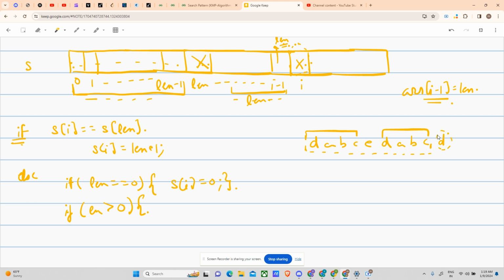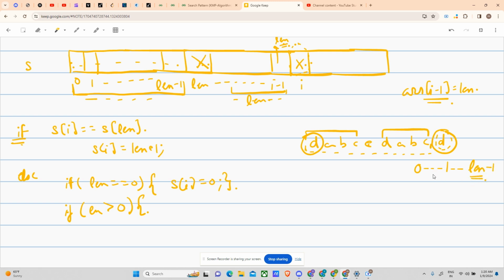Checking for this index, you will say that this is not matching E, so the answer should be 0. But if you observe carefully, this D is matching this D. So instead of 0, the answer to this index is 1. So you will say the answer is either 0 or 1. No. The answer can be anything from 0 up till len minus 1.